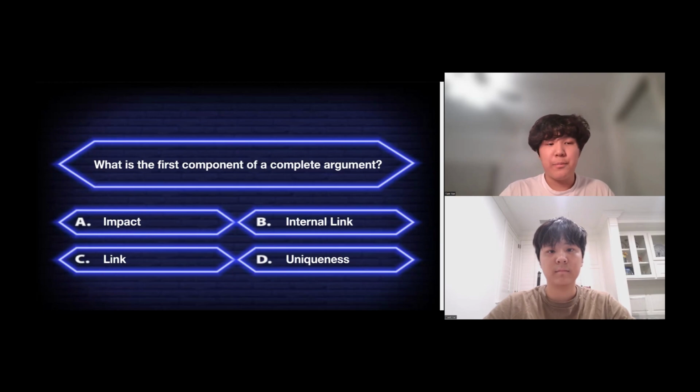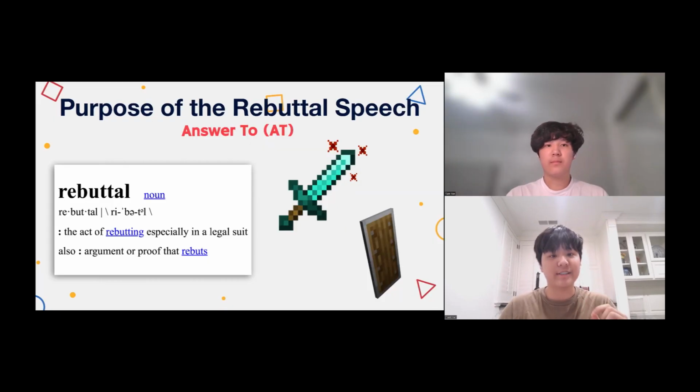Here's a quick refresher. What is the first component of a complete argument? Take your time and pause this video. If you ended up getting D, uniqueness, you are correct. The three key components of any argument in order are uniqueness, link, and then impact. Let's get straight into the lesson.